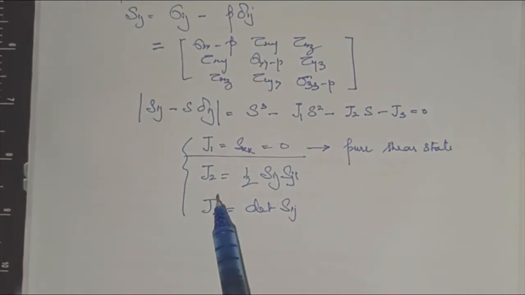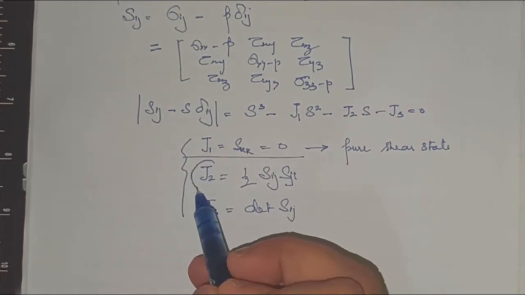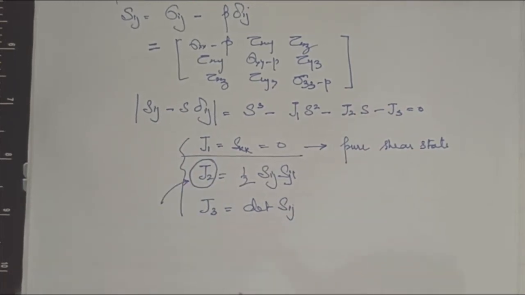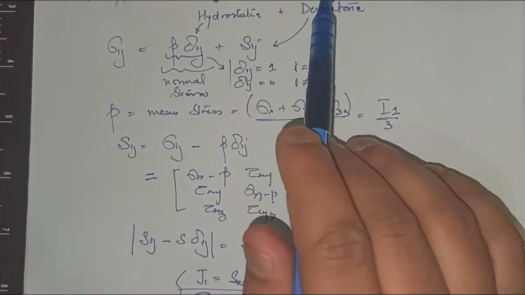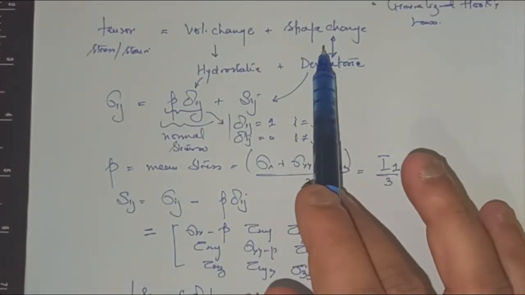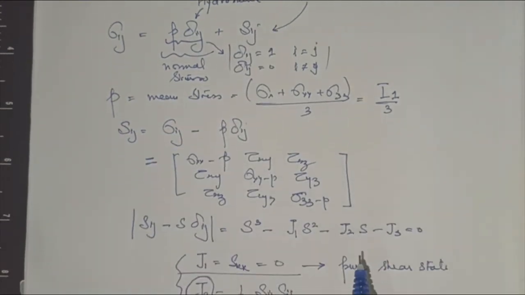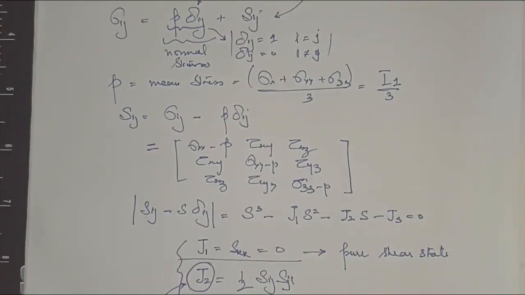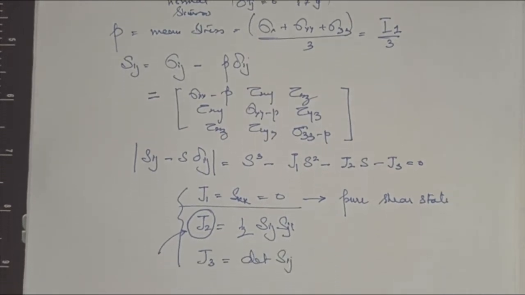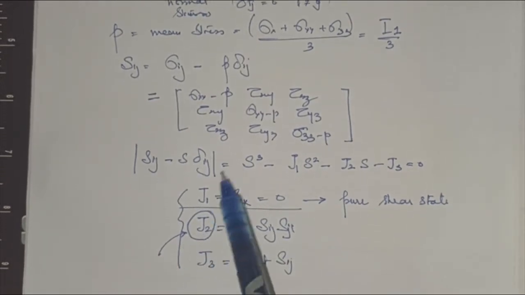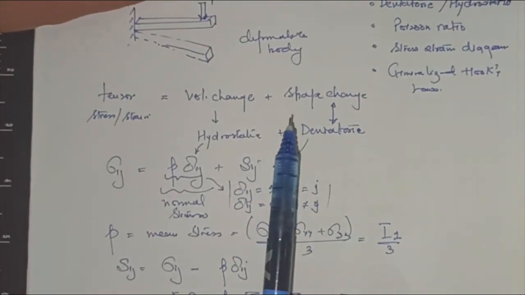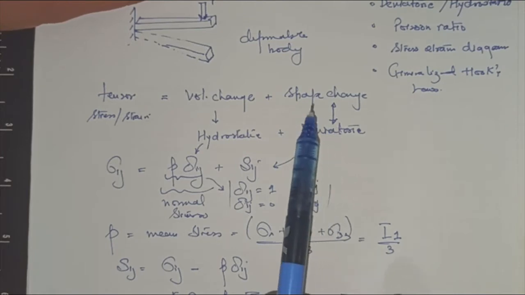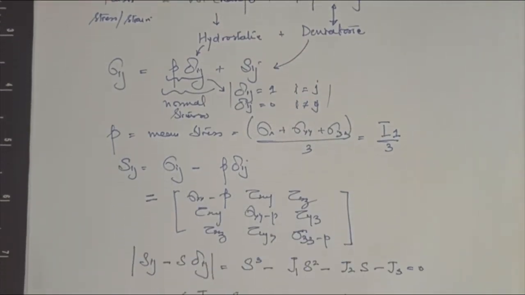And J2 is a very, very important term here. J2 is the second invariant. And always remember this: J2 is very closely related to the shape change of the body. You will find it in many of the equations of the von Mises distortion energy theory and other failure theories that we are going to encounter. So J2 is basically an invariant of the deviatoric stress tensor, which is directly related to the shape change of the body.